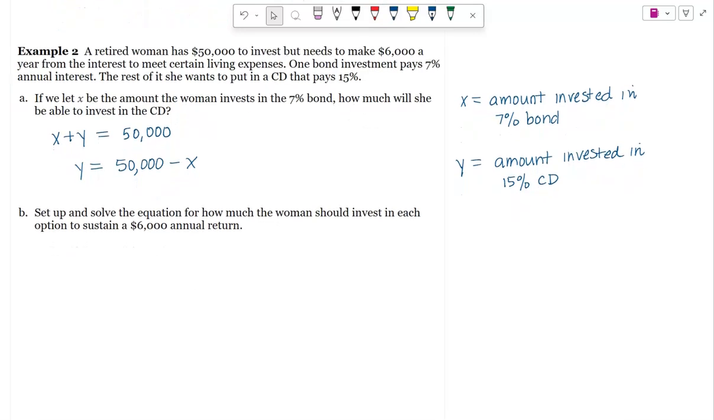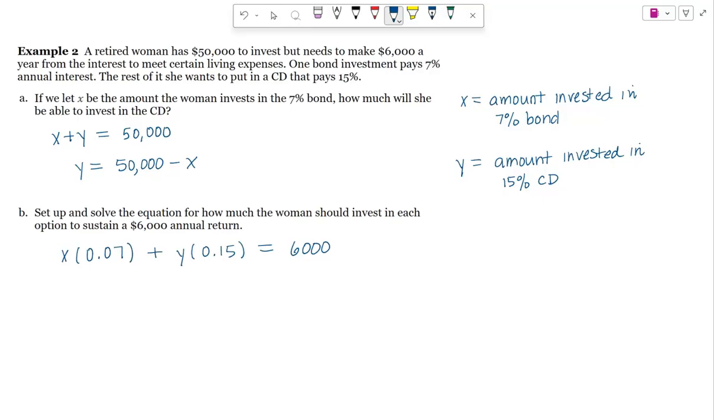Looking at part B, we want to set up and solve the equation for how much the woman should invest in each option to sustain a $6,000 annual return. So the amount of money she's going to earn in interest from the first account is X, the amount she invests, times 0.07. For the second account, it's going to be Y, the amount she invests, and the return there is 15%, so times 0.15. And we want that to total $6,000.